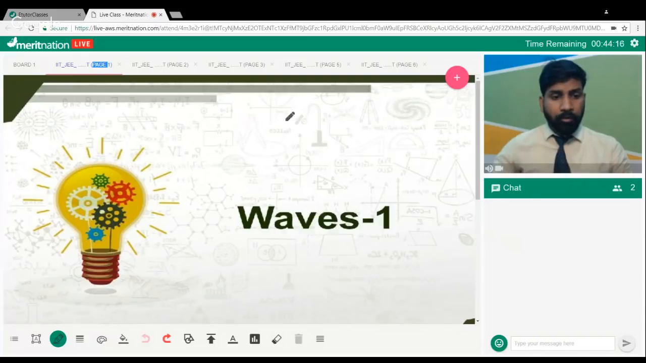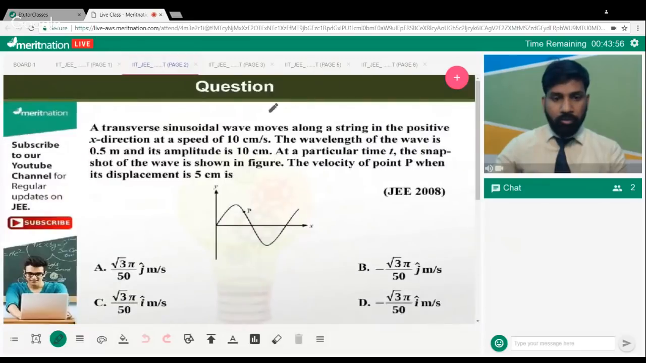So here you can see on your screen, in this class we are going to discuss a few questions based on waves. We'll talk about the direction of motion of waves, the direction of particle motion, and the open organ pipe and closed organ pipe. So let's start now. You can see the first question on your screen.